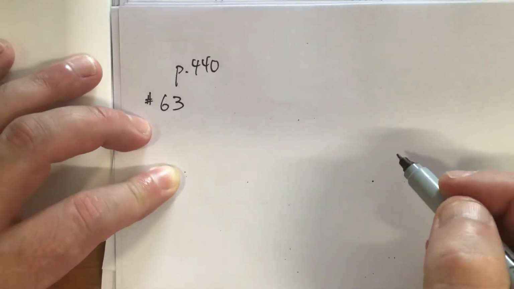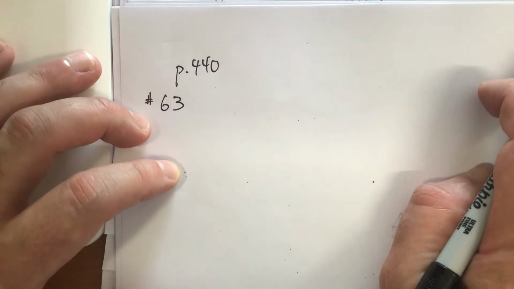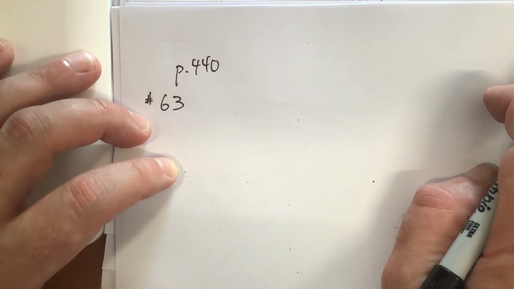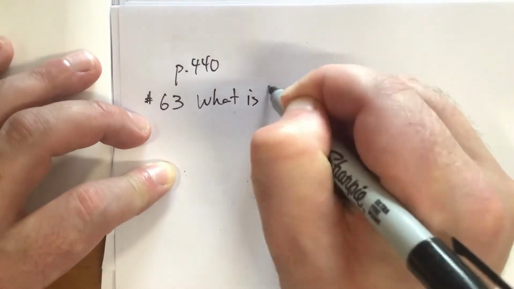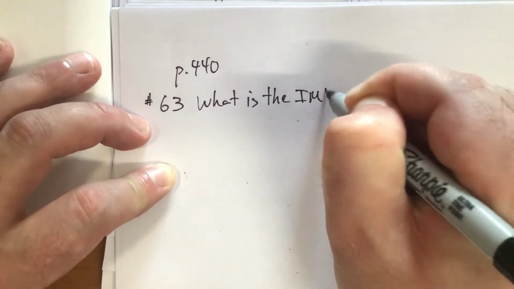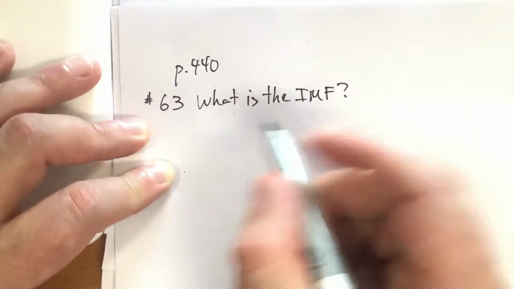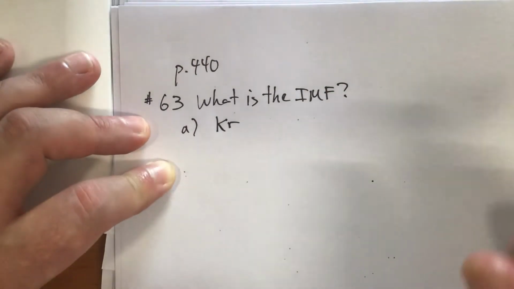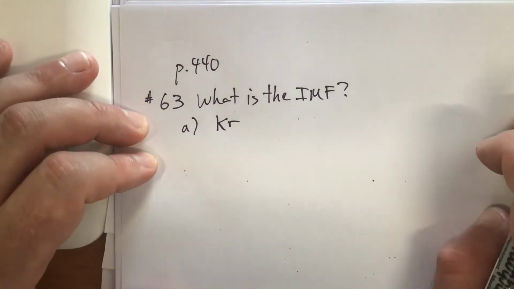And we're going to start with number 63. And it says we're given four different molecules. Well, actually, one is an atom. And we're asked to say, what is the IM force? What's the intermolecular force that's present in each molecule? Okay, so for example, A, we've got Kr. Okay, we should know what that is. A hint, it's where Superman is from.